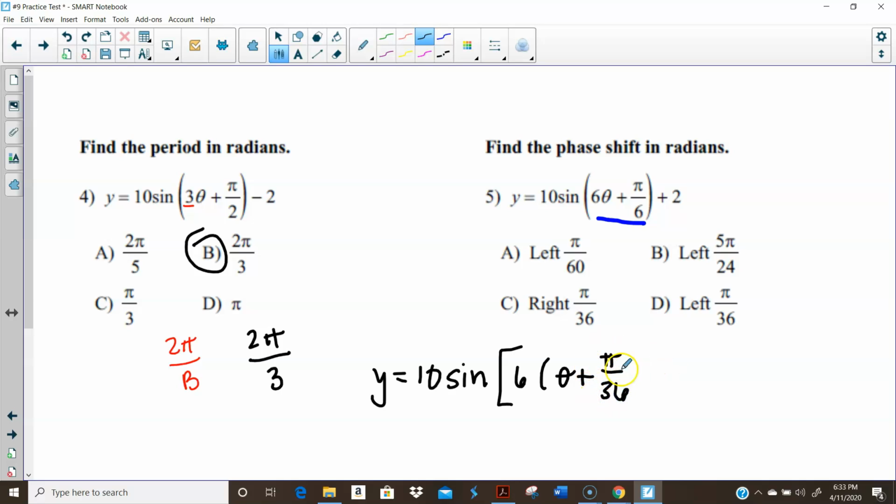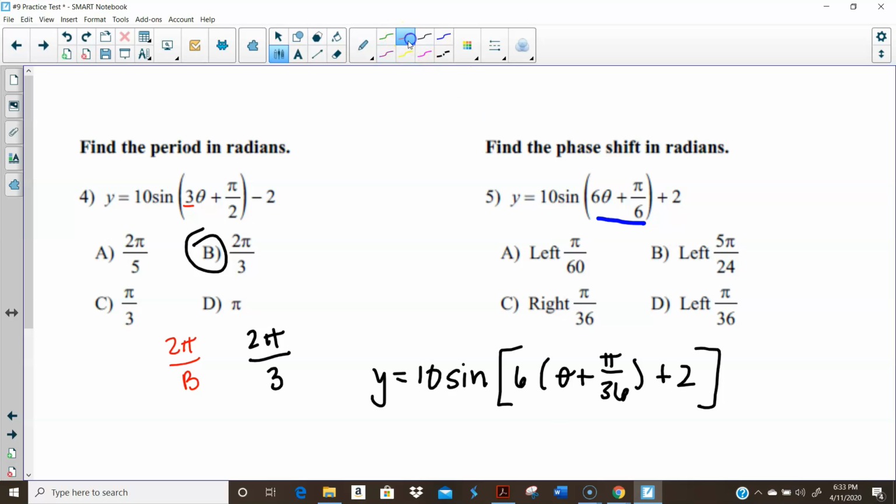And how you know you have that right is if you were to take 6 and multiply it to this, you would have 6 pi over 36, which reduces to pi over 6, which is what you started with. So when you factor this out, you actually multiply it to the denominator. And then you have plus 2.